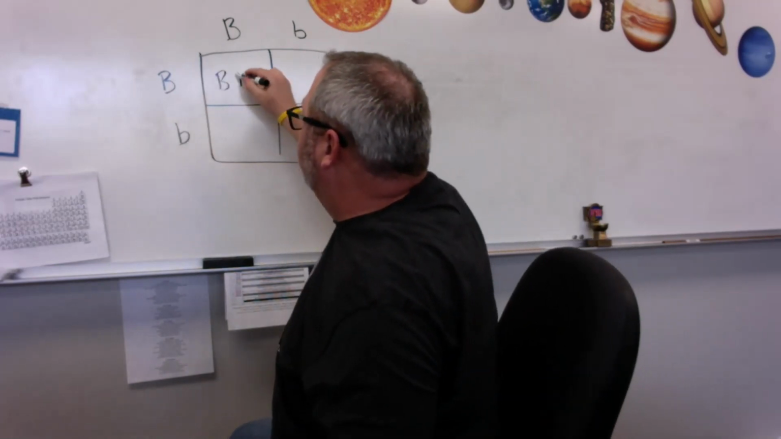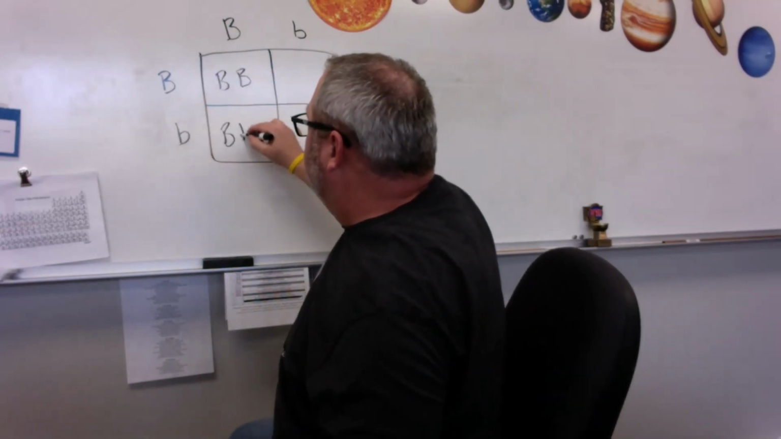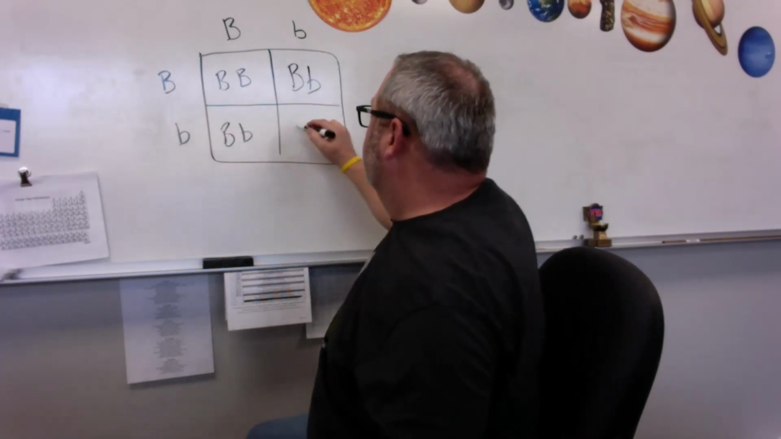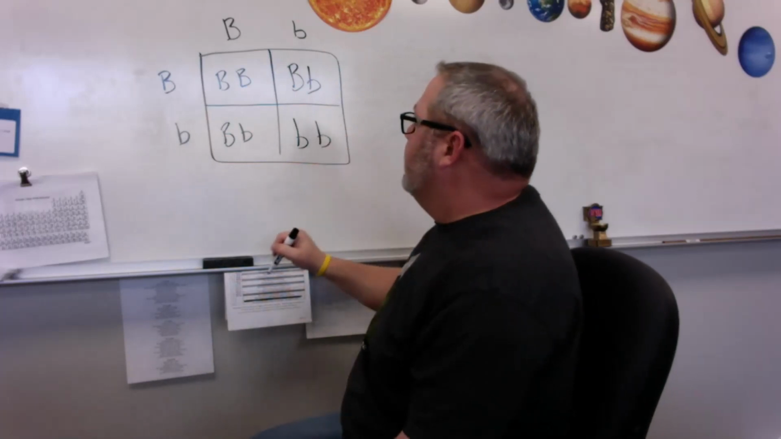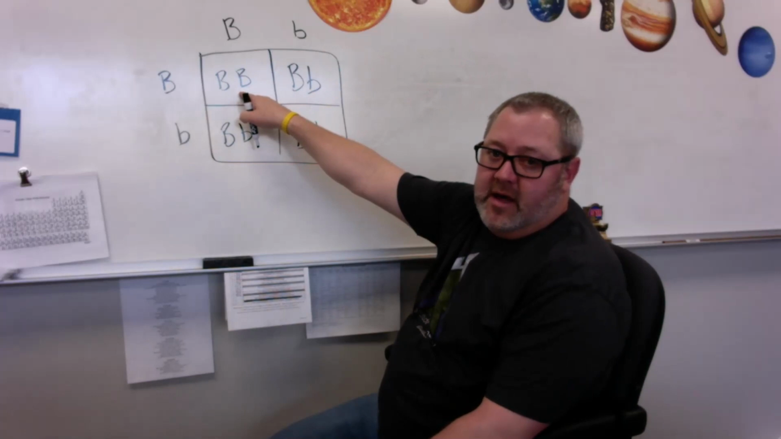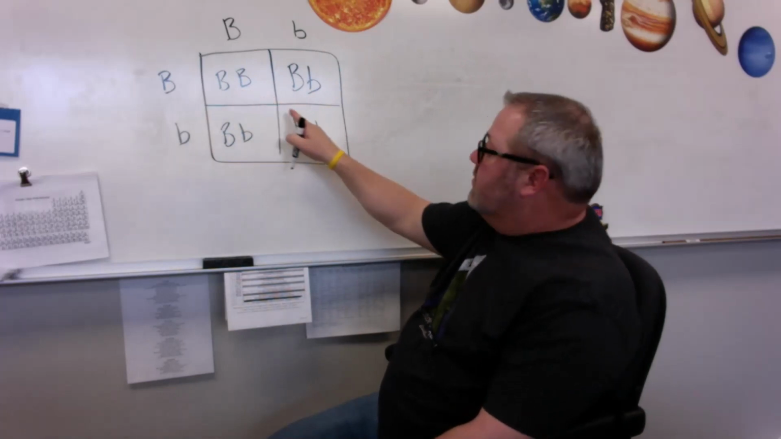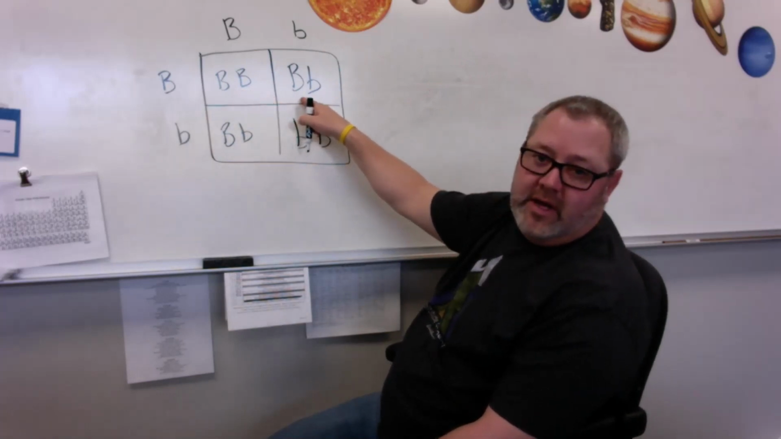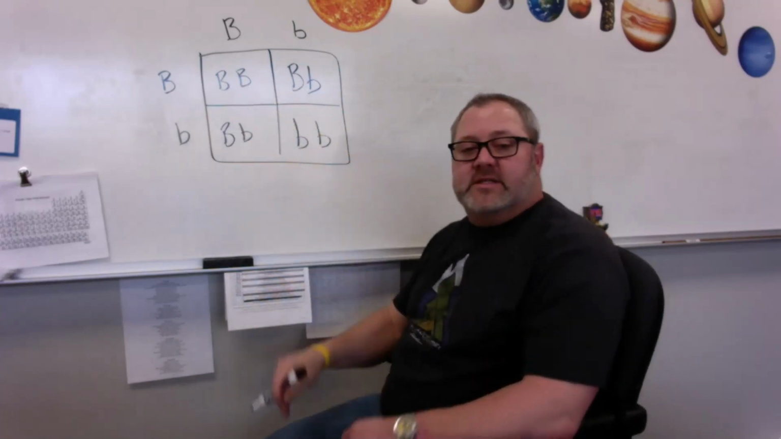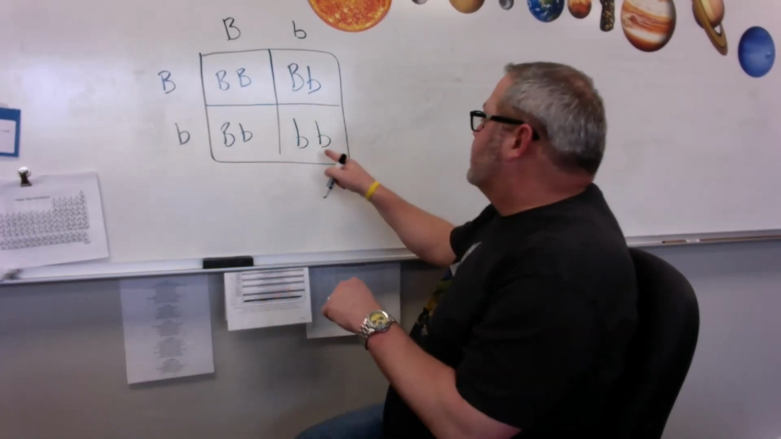We have big B, big B, big B, little b, big B, little b, little b, little b. Okay? This offspring is going to have brown eyes. This one is going to have brown eyes. This one is going to have brown eyes. Because all three of these have the dominant allele, and if you have the dominant allele, it masks the effect of the recessive.